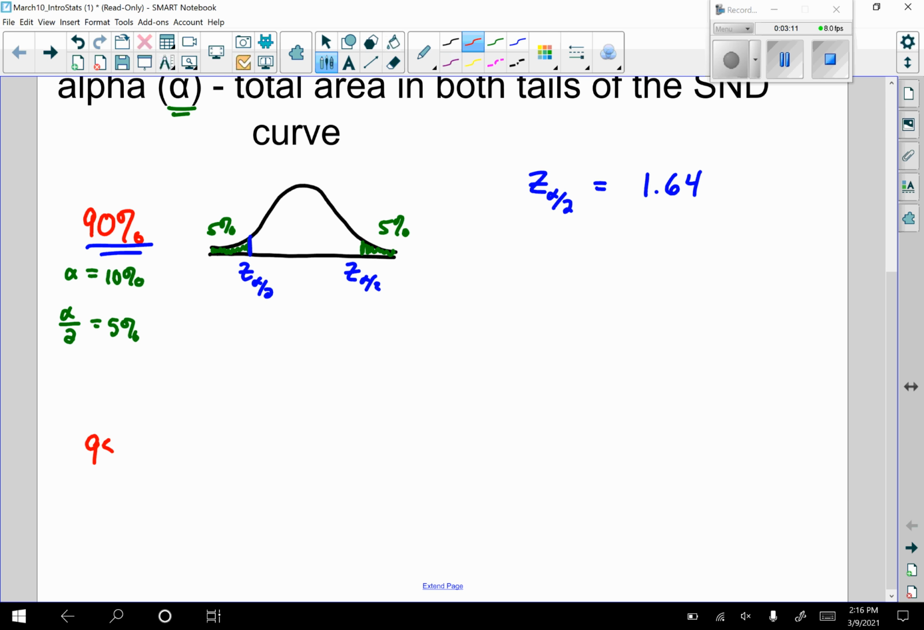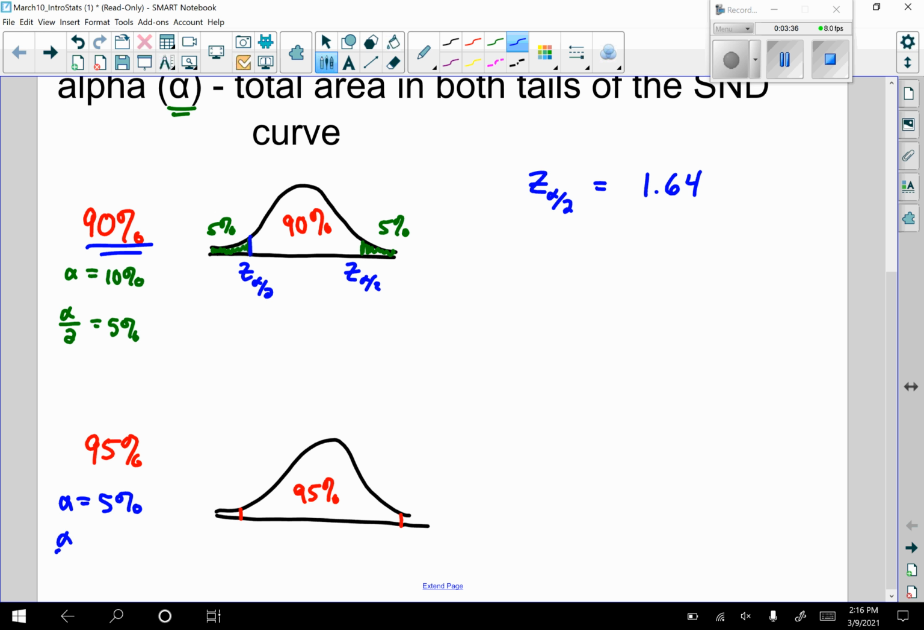Next, let's take a look at 95%. Again, as we sketch our standard normal distribution curve, 95% is going to be in the middle here. So just like up here, this was 90%. This is going to be the 95%. So that means alpha is 5% and alpha over 2 is 2.5%. So right here, this is 2.5%. And then right over here, this is 2.5%. So z sub alpha over 2, we just have to watch our decimals.